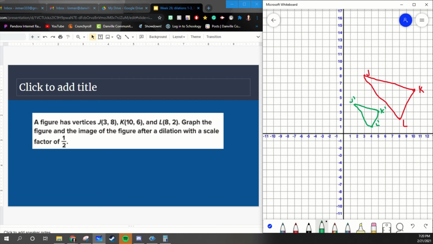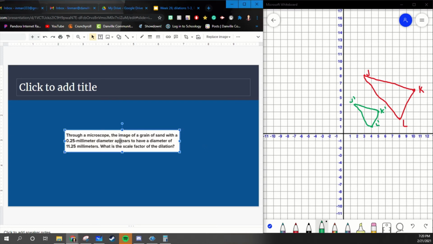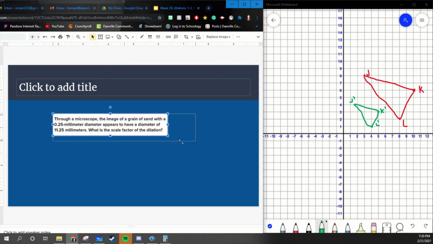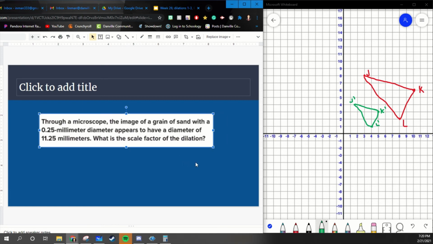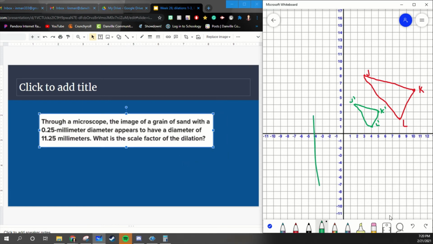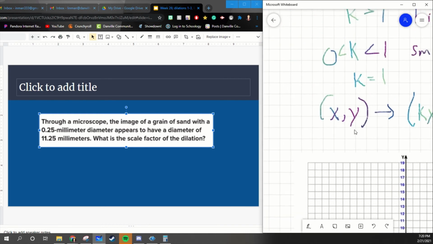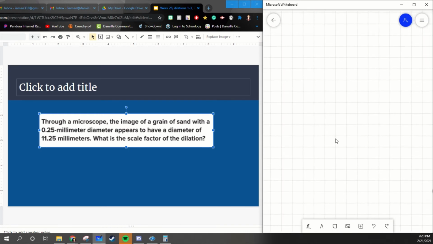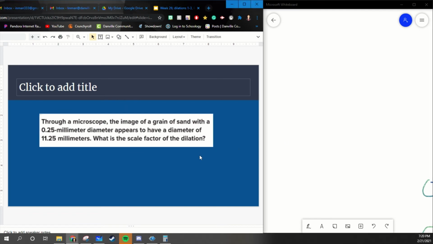So let's go ahead and take a look at our last types of examples where we're actually calculating the scale factor instead of graphing the points based on the scale factor. So we have through a microscope the image of a grain of sand with a 0.25 millimeter diameter appears to have a diameter of 11.25 millimeters. What is the scale factor of the dilation?